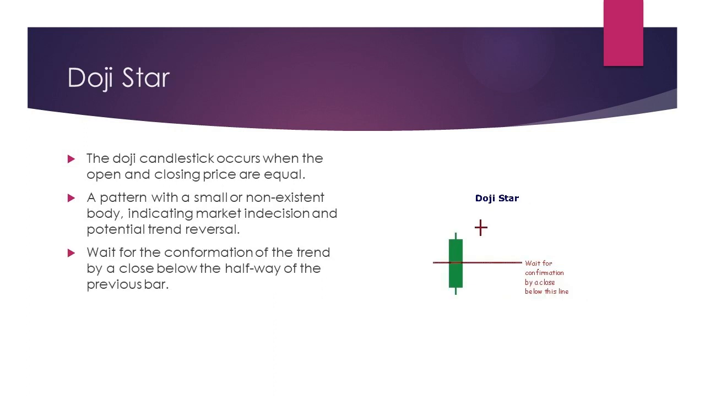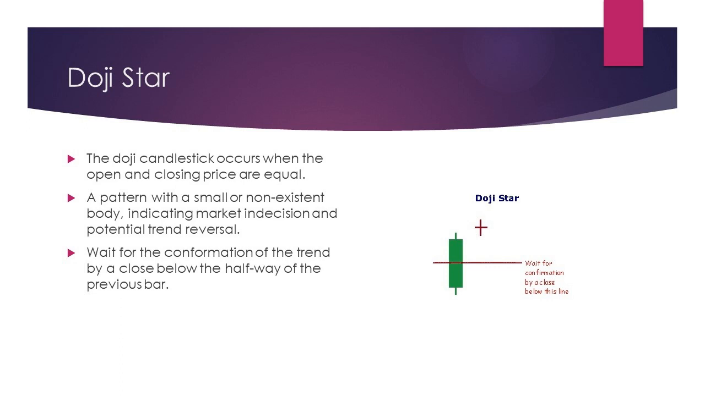Doji Star. The doji candlestick occurs when the open and closing price are equal. The Doji Star candlestick pattern is a significant reversal pattern that can occur at the end of an uptrend or downtrend. It is formed by a combination of two candlesticks, a doji candlestick and a small candlestick. A doji candlestick is characterized by having a tiny body with a very short or non-existent real body. It signifies indecision in the market, where the opening and closing prices are very close together.